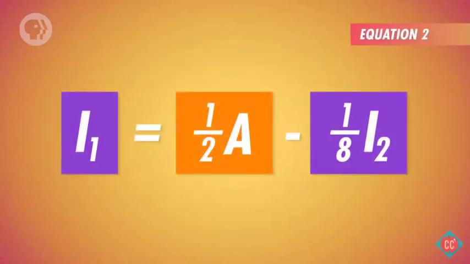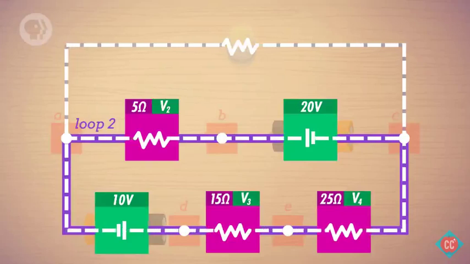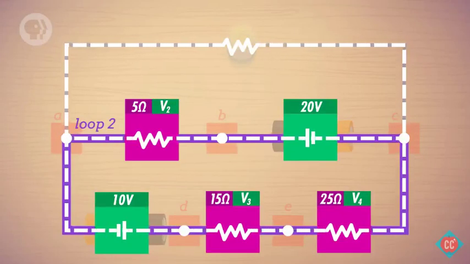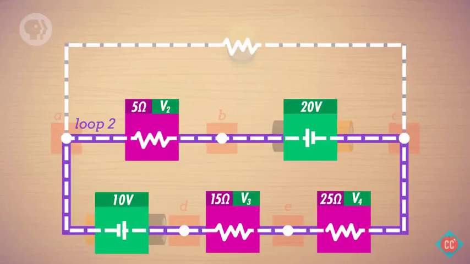Next, let's look at loop 2. In this loop, you've got two batteries and three resistors. If you follow the direction of the loop, you see that both batteries add voltage because the loop direction goes from their negative end through to the positive.